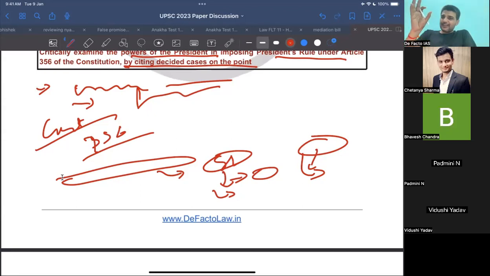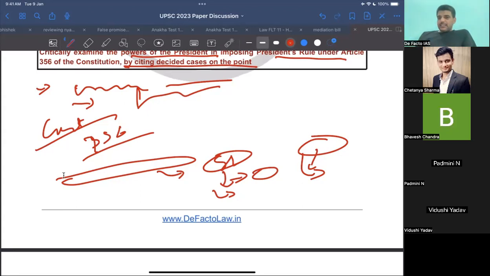Then you have to write the meaning of breakdown of constitutional machinery, things which will be considered breakdown, scenarios which will not be considered breakdown, cases, and in the last, how judicial interpretation has actually watered down the impact of misuse of this particular provision. So a very nicely structured answer. I think I have given this question to you guys also in the foundation, right? Chetan, I think I have given this question.